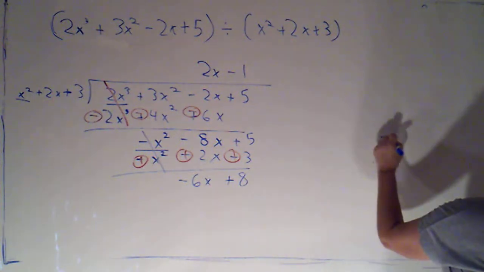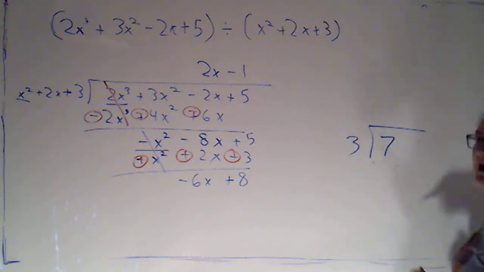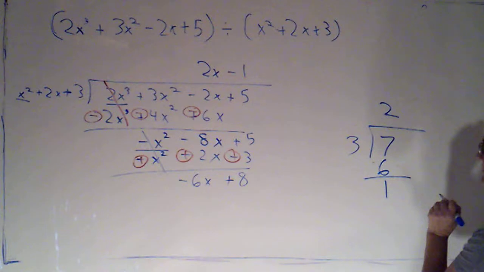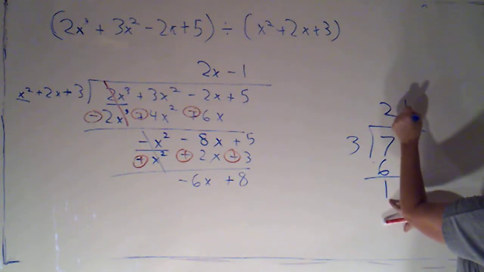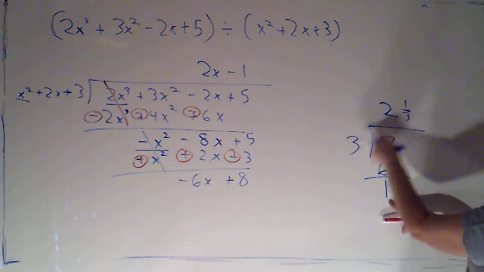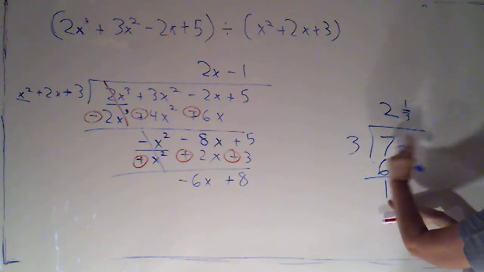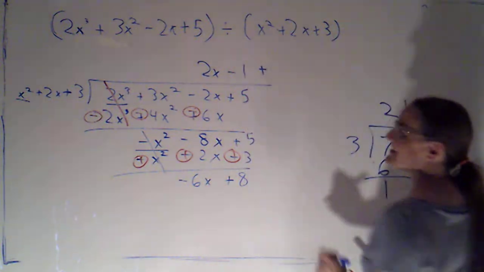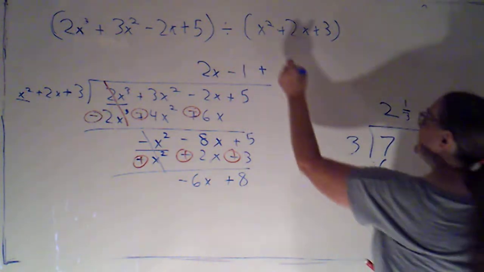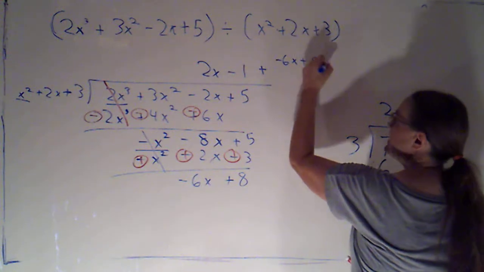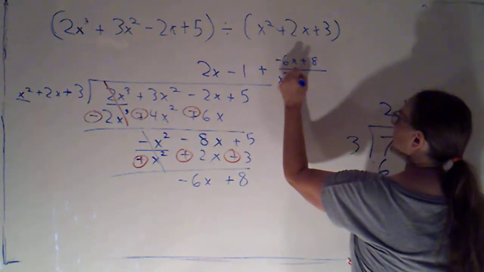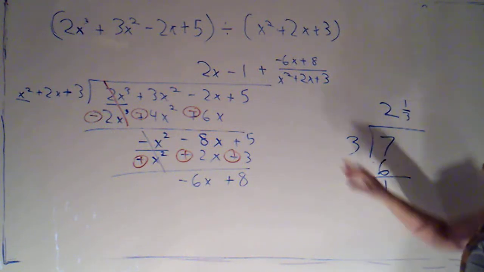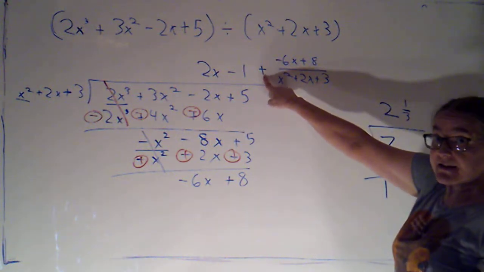Well, let me remind you, if we were doing something like 7 divided by 3, we'd say 3 goes in twice. That gives me 6 with 1 left over. And then we can take that and write that as 2 1/3. We take the remainder and we put it over what we were dividing by. Now here, I'm going to do the same thing, but I'm going to first of all write a plus sign. So I'm going to add negative 6x plus 8 over x squared plus 2x plus 3. Very important to write that plus sign.